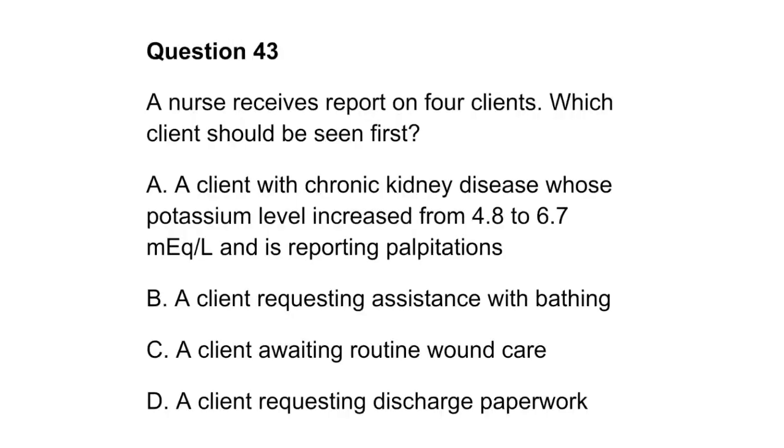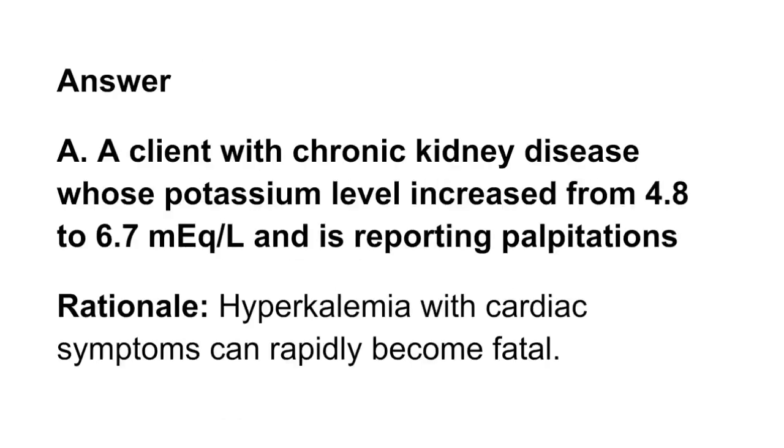Question 43. A nurse receives report on 4 clients. Which client should be seen first? A. A client with chronic kidney disease whose potassium level increased from 4.8 to 6.7 milliequivalents per liter and is reporting palpitations. B. A client requesting assistance with bathing. C. A client awaiting routine wound care. D. A client requesting discharge paperwork. Answer: A. Rationale: hyperkalemia with cardiac symptoms can rapidly become fatal.